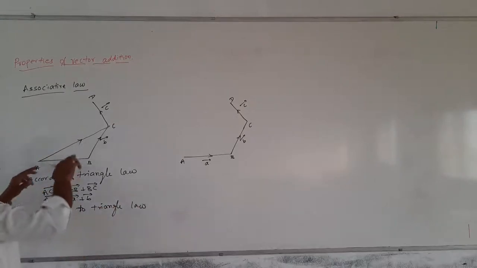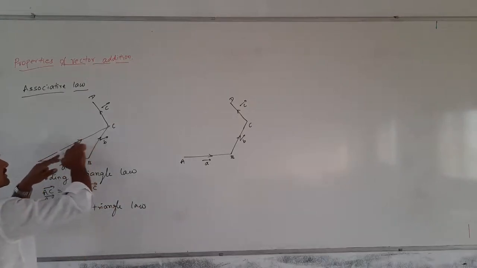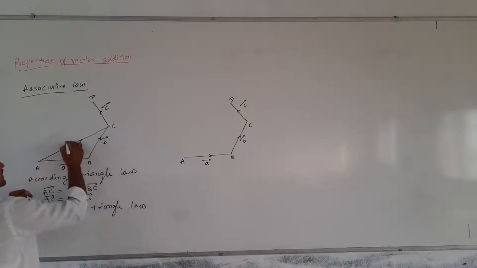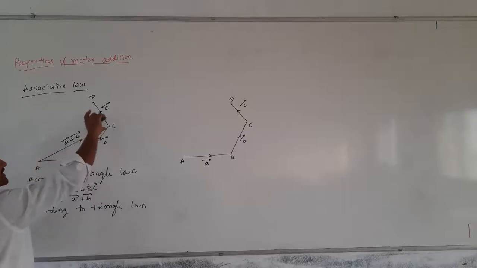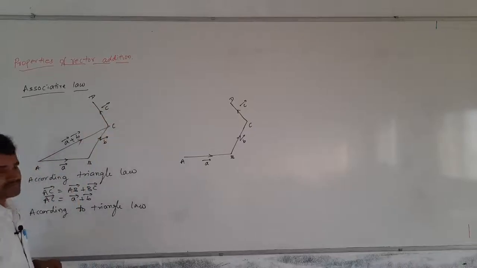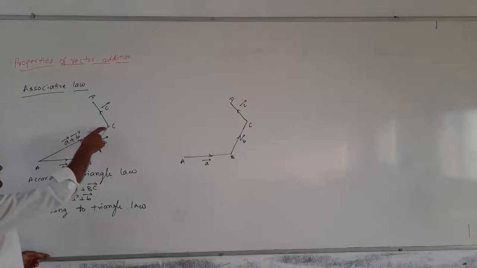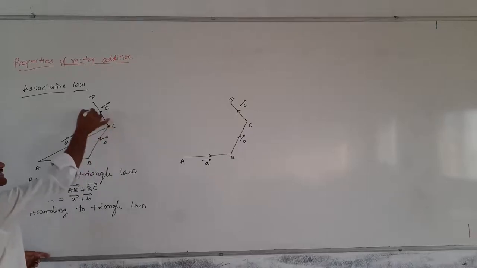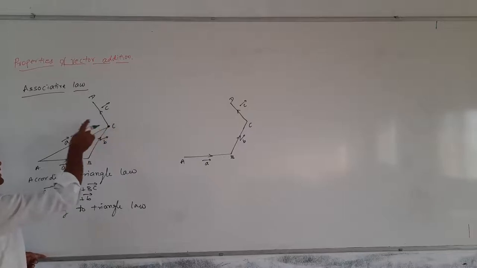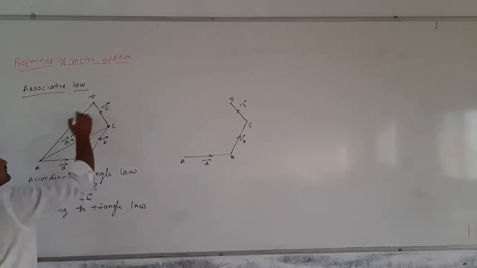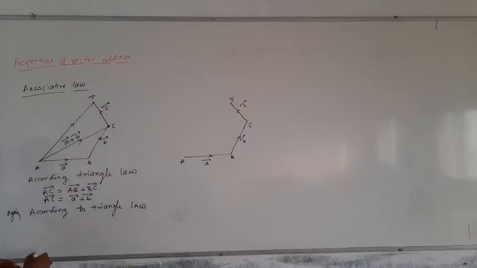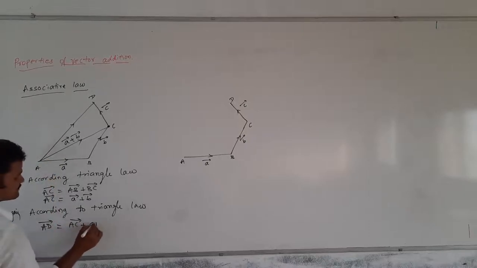you see, vector AC is the first vector, where it is named as vector A plus vector B. Vector AC is the first vector and vector CD is the second vector. Yes, the terminal point of the first vector coincides with the initial point of the second vector. So vector AC is getting added with vector CD, that gives us vector AD, isn't it? Yes. Vector AD is equal to vector AC plus vector CD.